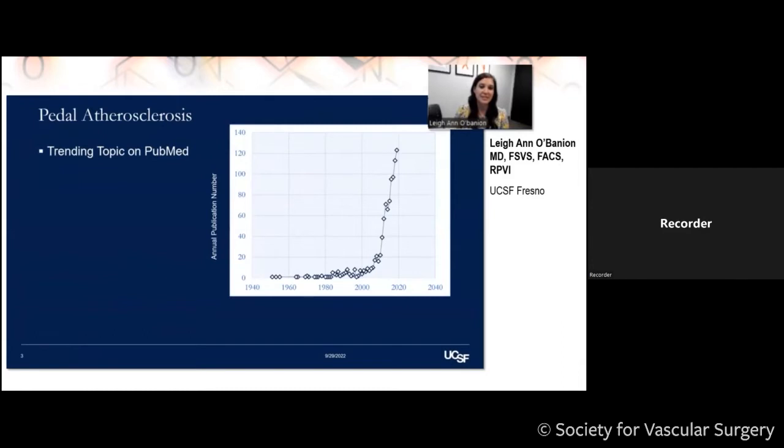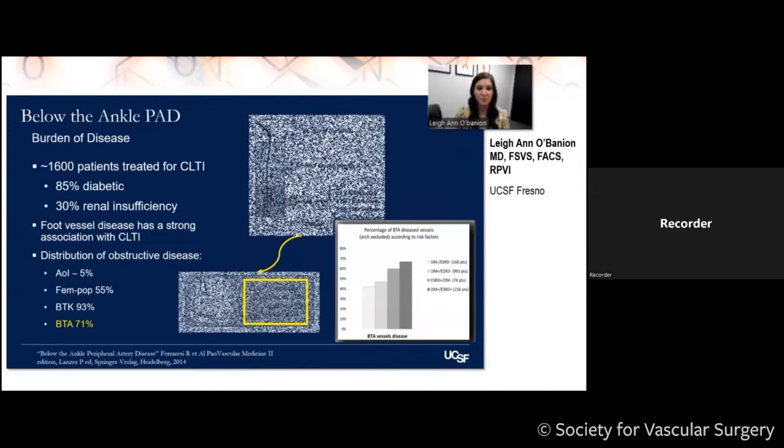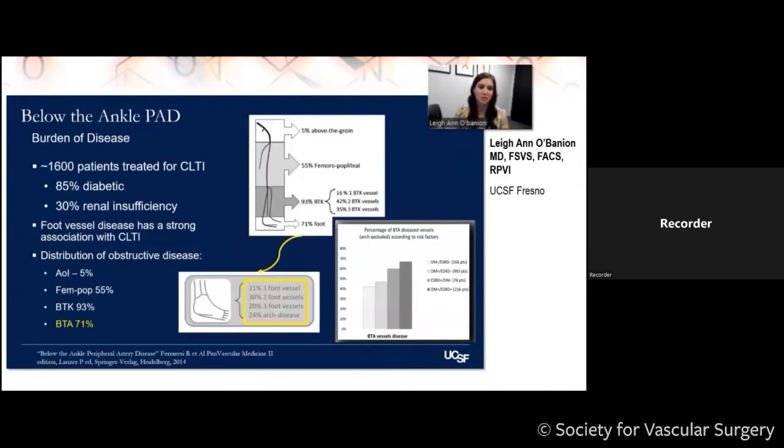Pedal atherosclerosis, as you can see here, has skyrocketed in PubMed searches, meaning we are desperately searching for options to treat these end-stage vascular patients. We do know that pedal artery disease is probably under-recognized, with most interventionalists focusing on the larger, more proximal vessels. In one angiographic study of 1,600 patients treated for CLTI, in which 85% of the cohort was diabetic and a third had some degree of renal insufficiency, over 70% of the patients had some degree of below the ankle atherosclerosis evidence on diagnostic angiograms. The pedal GLASS modifier will inevitably become more important as we continue to understand the pathophysiology and revascularization strategies of inframalleolar disease.